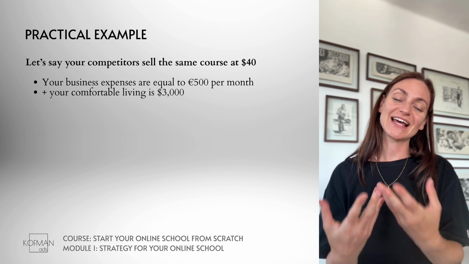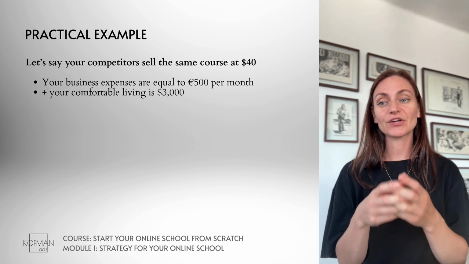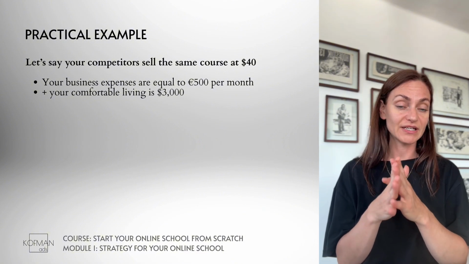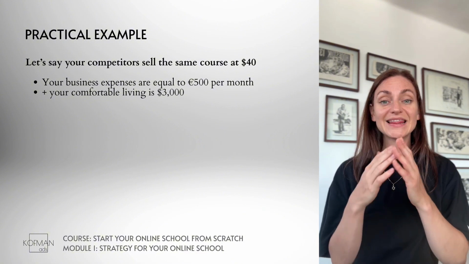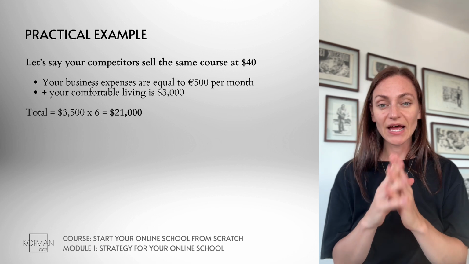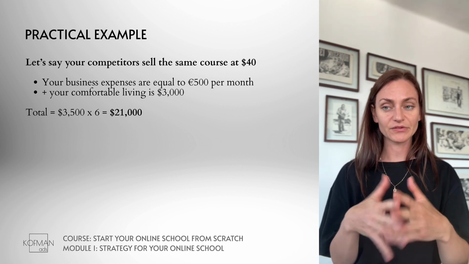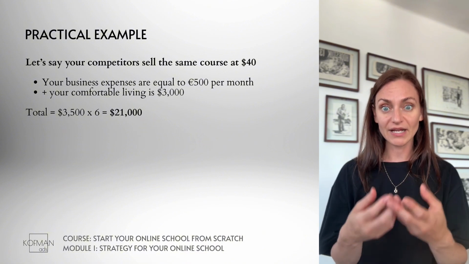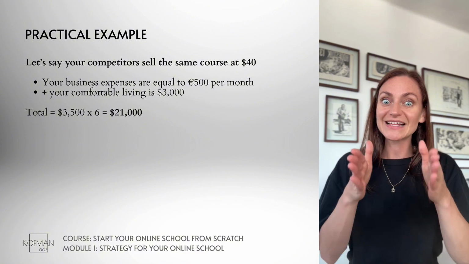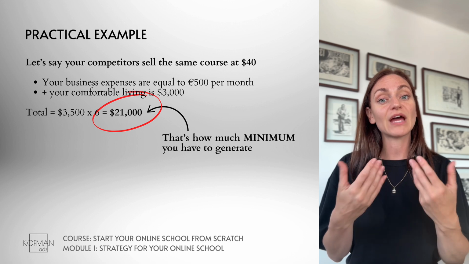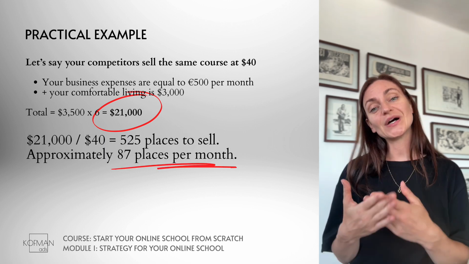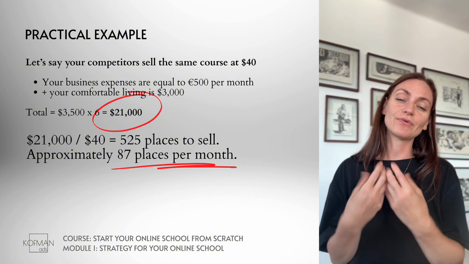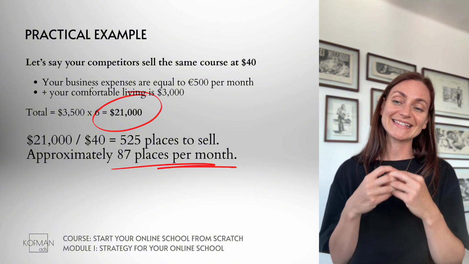Let's say you plan to sell your main product for $40. Your business expense is equal to 500 and your cost of living is around 3K per month. Then you have to multiply it by 6. You have to make a minimum projection for 6 months, which will result in $21,000 that you have to generate with your online business in the next 6 months minimum. This is the minimum revenue you have to generate. Then you divide 21K by 40. This is 525 places to sell, which means approximately per month you have to go with 87 places.